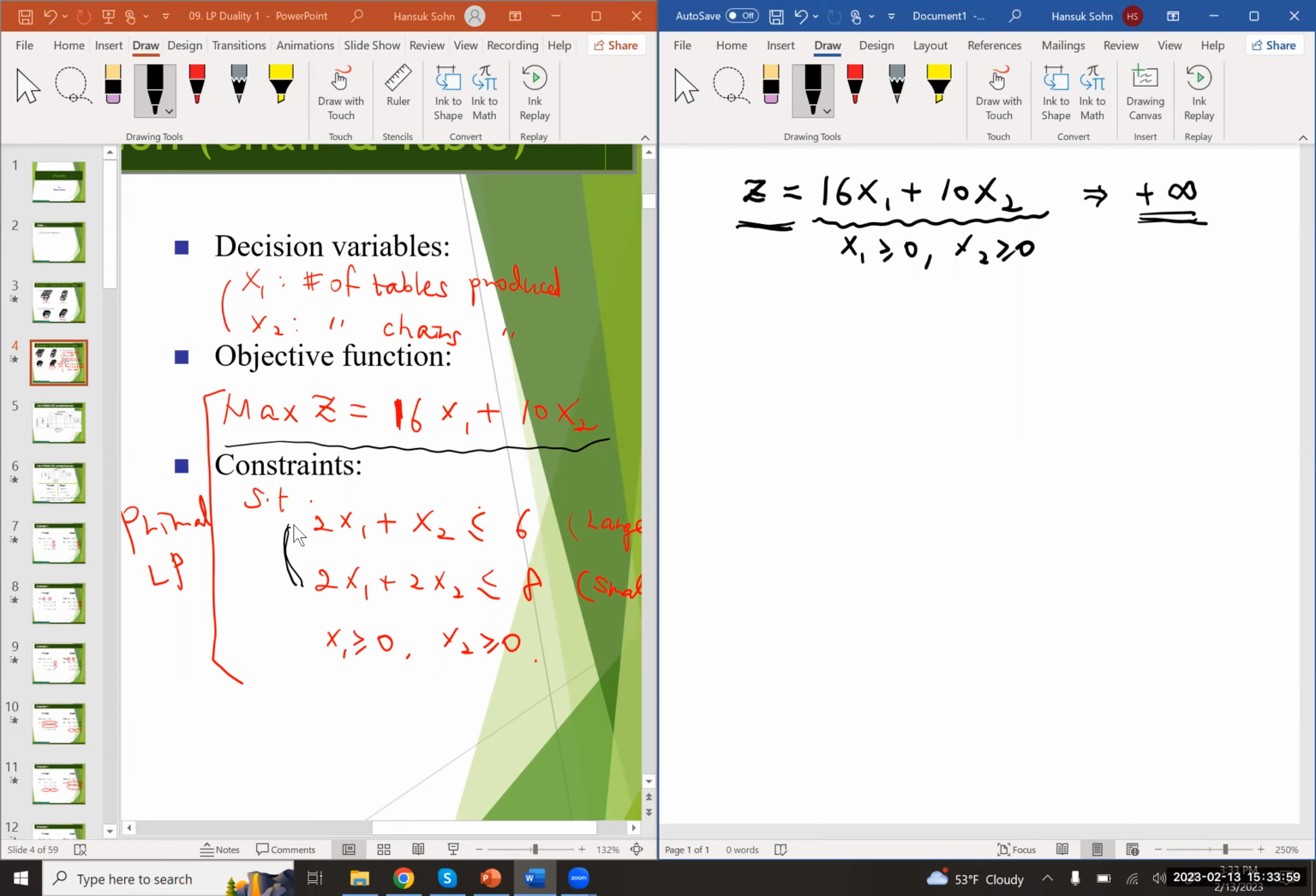So I'd say this is going to be actually greater than or equal to our current objective function, right? So that's going to be our upper bound on the optimal value of our current objective function.